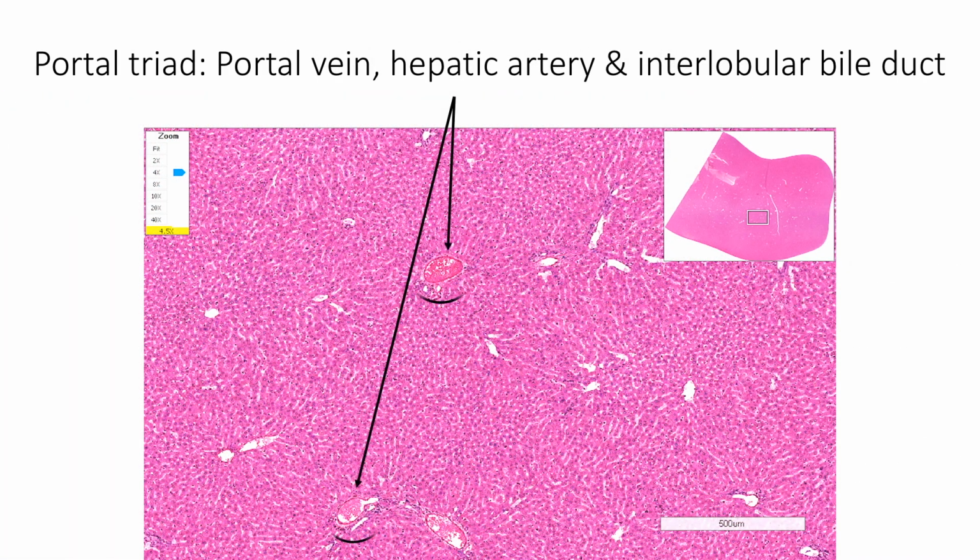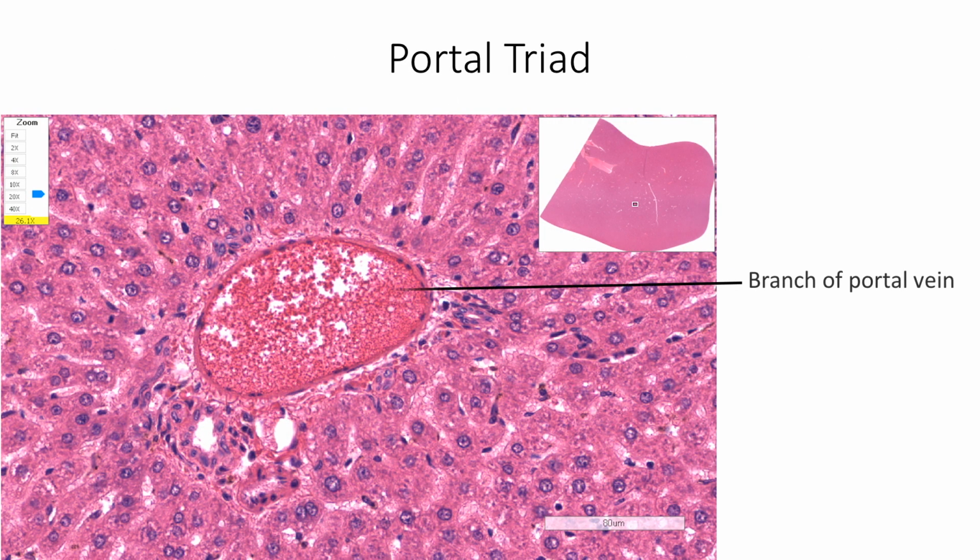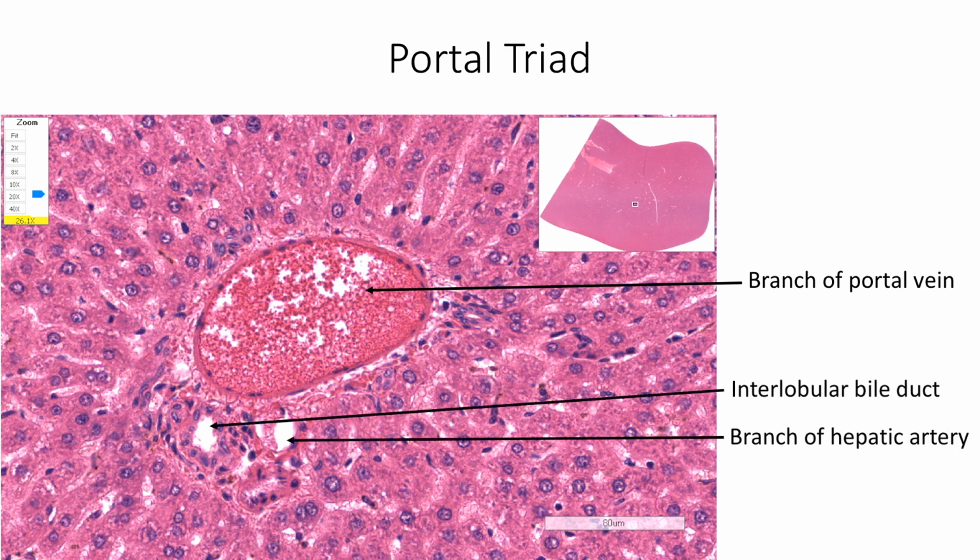Connective tissue stroma of the liver contains portal triads. We are seeing a magnified portal triad here, showing a branch of portal vein, hepatic artery, and interlobular bile duct, all of which are covered by a connective tissue sheath forming the portal canal.